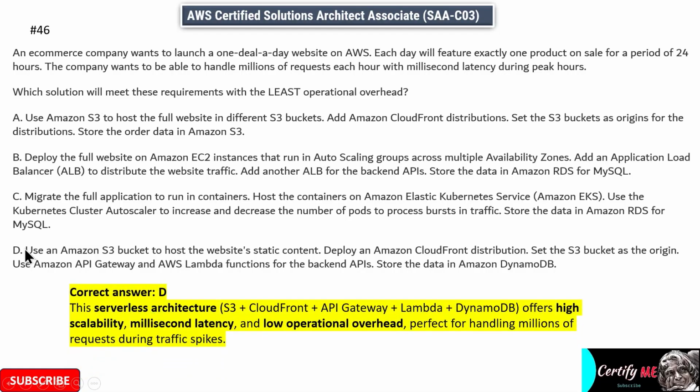The correct answer, option D. Use an Amazon S3 bucket to host the website's static content. Deploy an Amazon CloudFront distribution. Set the S3 bucket as the origin. Use Amazon API Gateway and AWS Lambda functions for the backend APIs. Store the data in Amazon DynamoDB. The serverless architecture S3 plus CloudFront plus API Gateway plus Lambda plus DynamoDB offers high scalability, millisecond latency, and low operational overhead, perfect for handling millions of requests during traffic spikes. Next question.